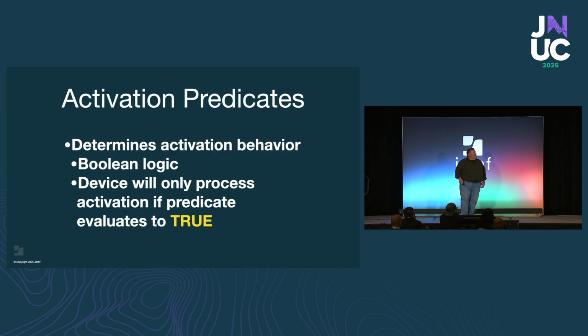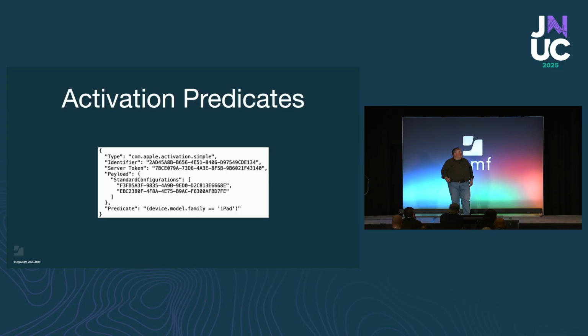So along with activations, we get what's called predicates. These determine the activation state, if active or not, on a device. This is going to use Boolean logic, and an activation will only be processed by a device if the predicate evaluates to true. So here's an example of our previous activation declaration where the predicate is set to evaluate to true only on iPads.